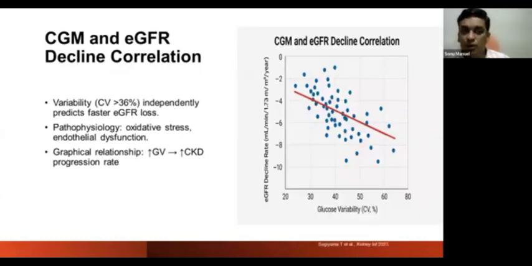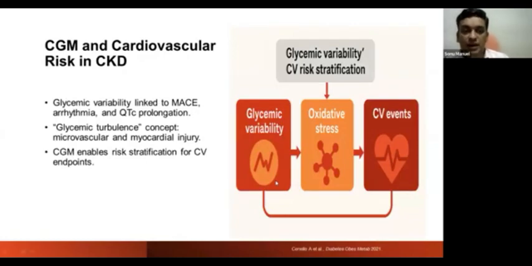Now, there is correlation between the variability and faster eGFR loss. The pathophysiology is thought to be because of oxidative stress and endothelial dysfunction. And in the graphical representation, you can see that when there is significant glucose variability, there is high chance of eGFR decline.